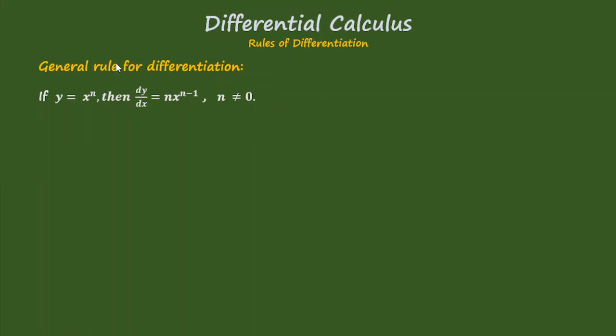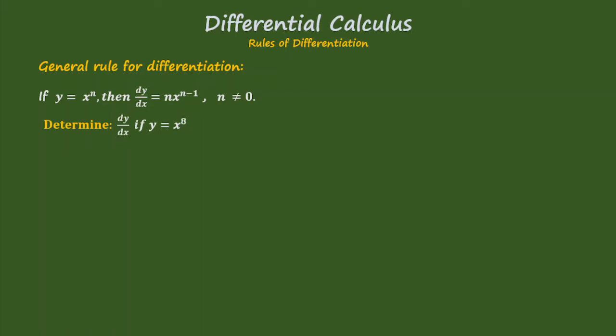This rule says that if I'm given some function y equals x to the exponent n, to find the derivative dy/dx, I simply make the exponent the coefficient and then I subtract 1 from the exponent. Let's have a look at this in an example.